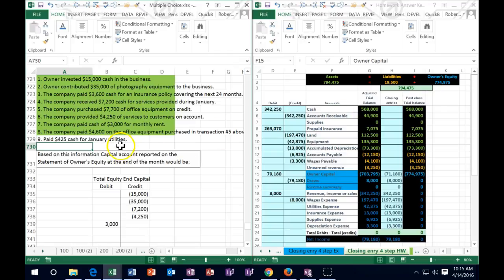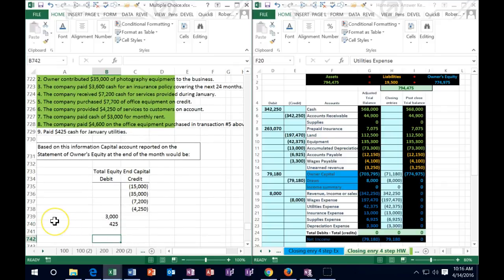Utilities expense. Well, that's usually what we hear on utilities. Utilities expense is an expense. Expense is going to be debited, and the expense is part of our equity section. Therefore, we're going to debit the utilities expense of $425.